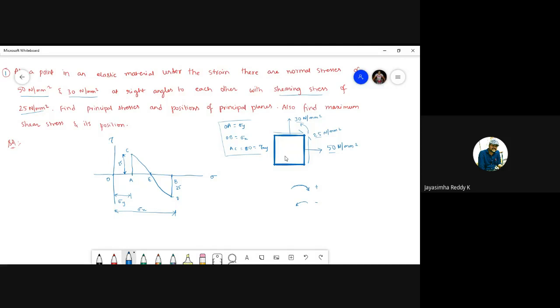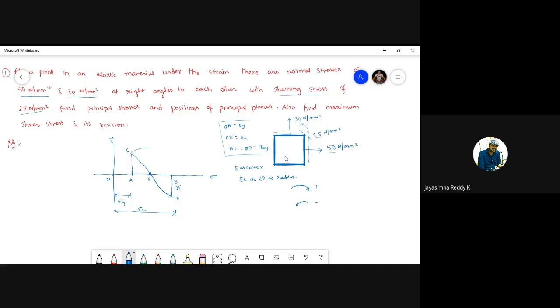Now with E as center, EC or ED as radius, you have to draw a circle. Is it clear, guys?